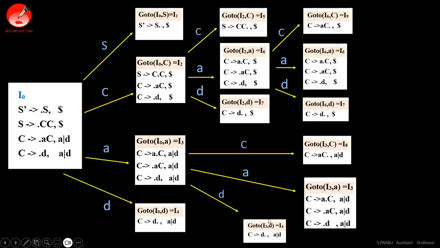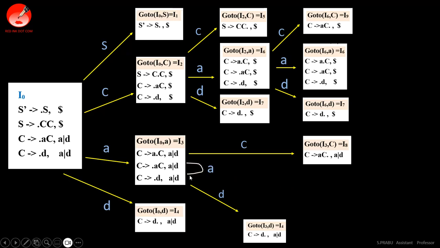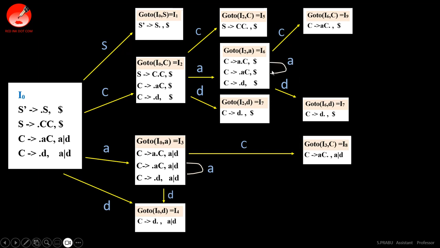Here we have repeated sets again and again. So first I remove this one. For this I3 set, we get another I3 set, so I write it like this. For this process, we get I4. I4 is already there, so I connect it like this. And this I6 with A, we get another I6, so I write it like this. In I6 with D, we get I7, so I write it like this. So the goto function is over.